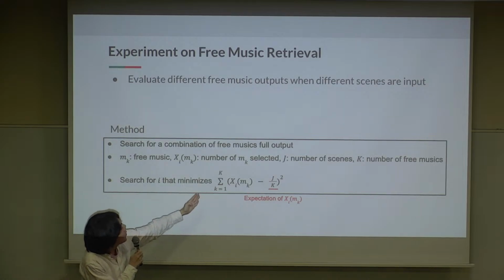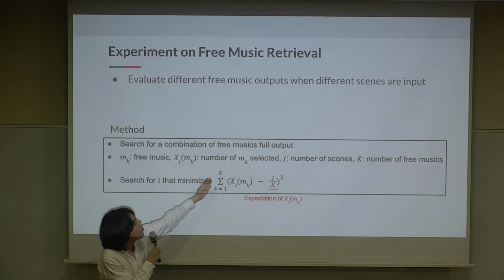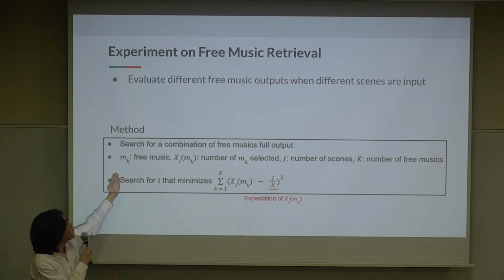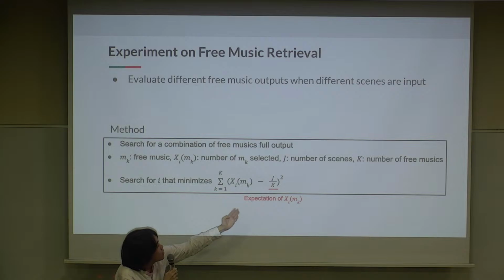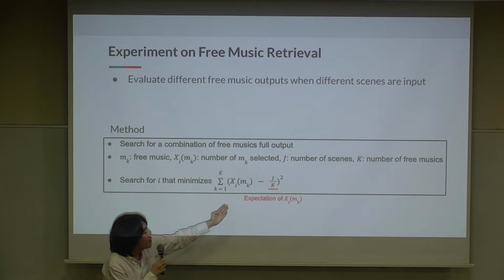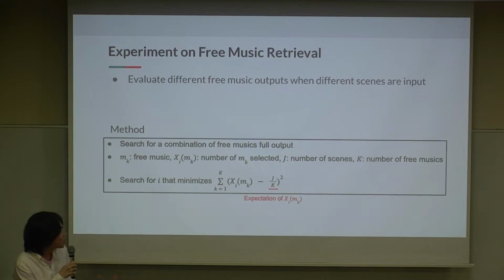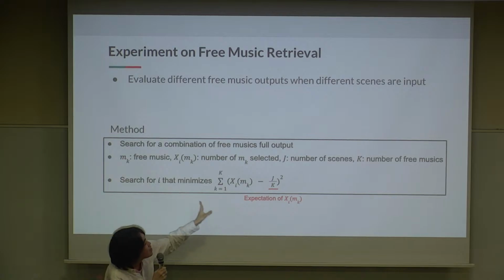X cap M is the number of M selected. M is free music, and the red line is the expression of X cap M. So we find the case that minimizes the differences between these values.